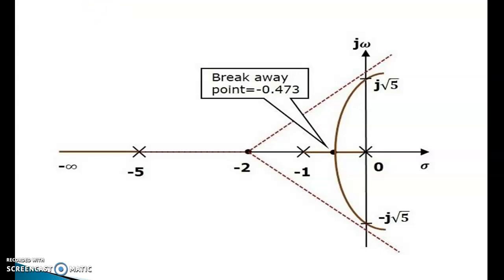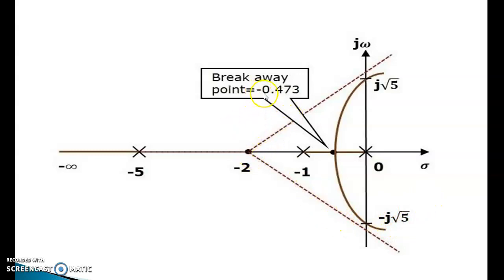Again, the root locus diagram for the given control system is shown in the following figure. The number of poles and zeros are marked here. The poles are located at 0, -1, and -5, and the zeros are located at -2, +j√5, and -j√5.